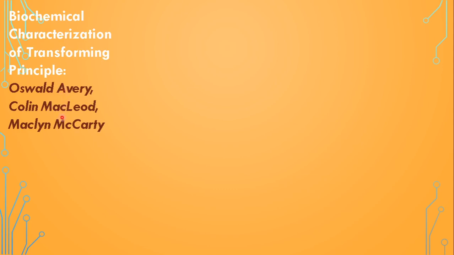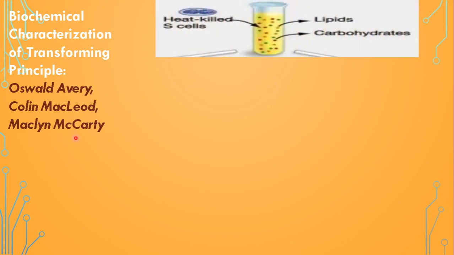Oswald Avery, Colin MacLeod, and Maclyn McCarty. They gave the biochemical characterization of the transforming principle. What was responsible for carrying out the transformation was justified by these three scientists through a series of experiments. First, like Griffith, they took heat-killed S cells directly, which were supposed to be non-virulent forms.